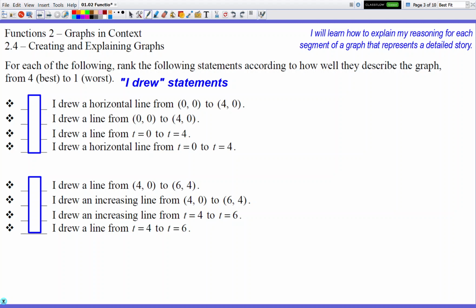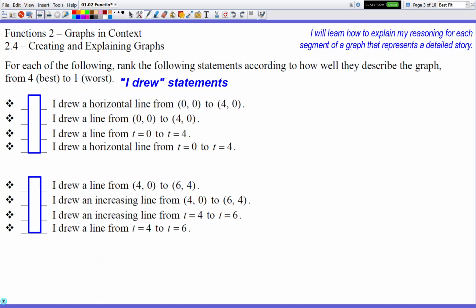If you say the top one, the first one, then you are correct, because it tells you what kind of line it is. It's a horizontal line, and it tells you where exactly to look for it on the graph. It says to look at point 0, 0 and 4, 0, and in between 0, 0 and 4, 0, you're going to see that horizontal line that we drew. So that's the best possible sentence to write. If you have that, then I'm super happy. You're good to go.